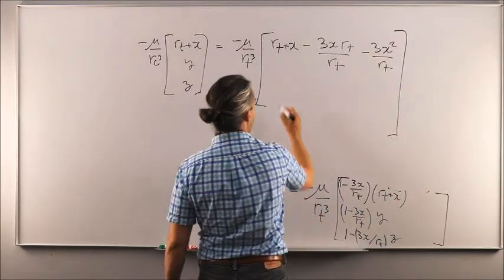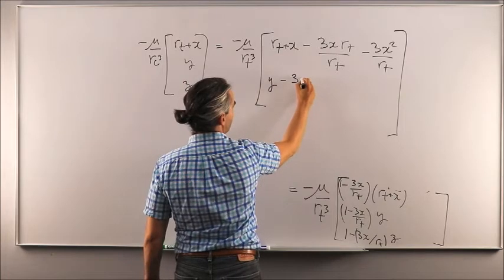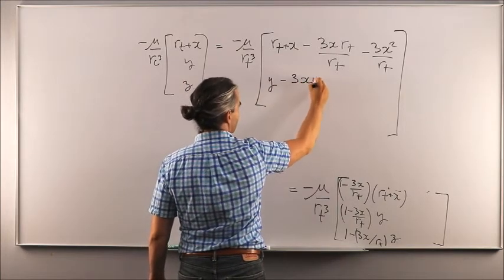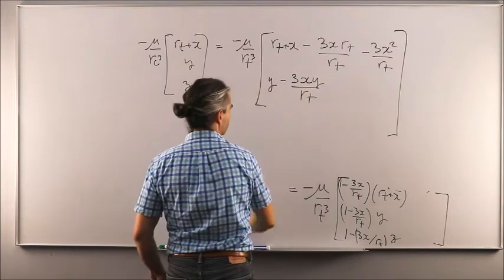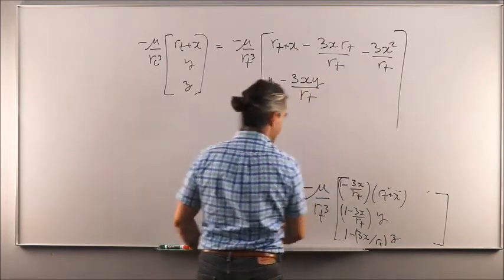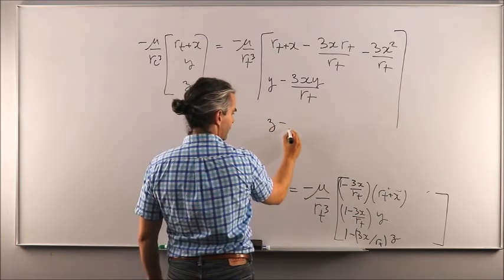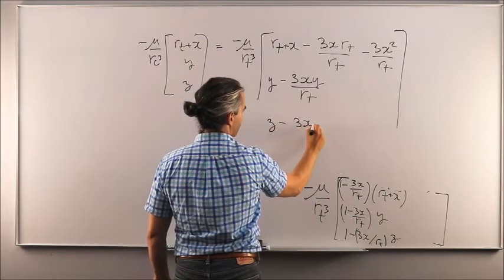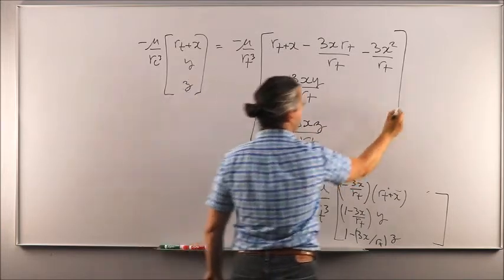For the Y component, it's going to be Y minus 3x Y over RT. And finally for Z, it is going to be the same as Y, but just with Z. So Z minus 3x Z over RT, just like that.